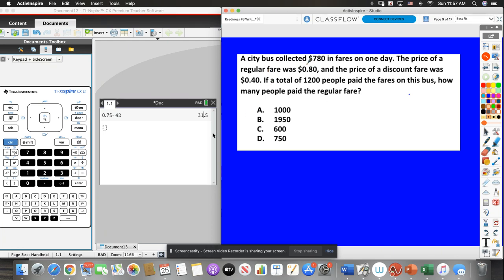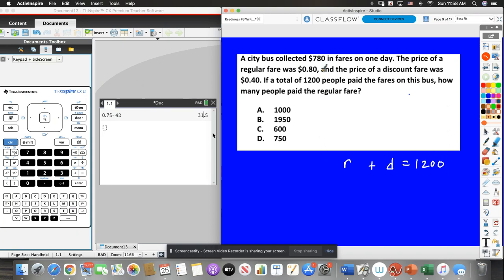So we have $780 in fares in one day. The price of the regular fare and the price of the discounted fare. So there's my 2 items, regular fare and discounted fare. And total fares, the total of 1,200 people paid the fare. So there's a total of 1,200 fares.